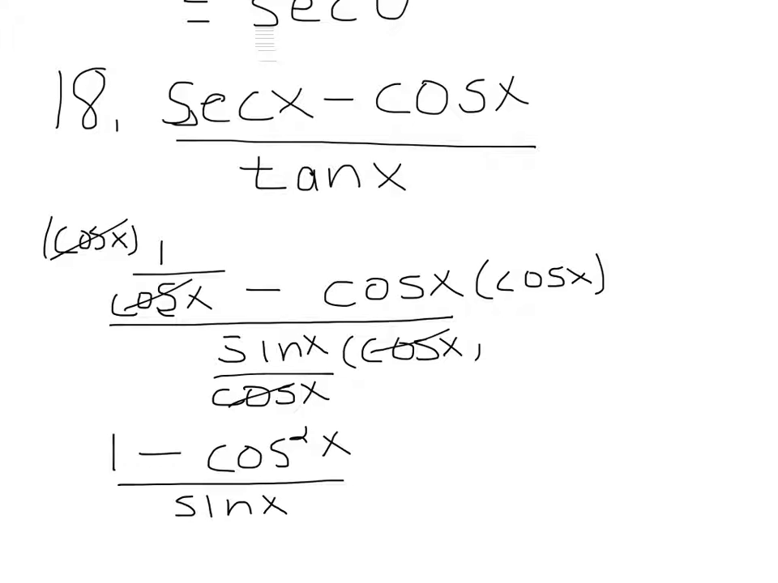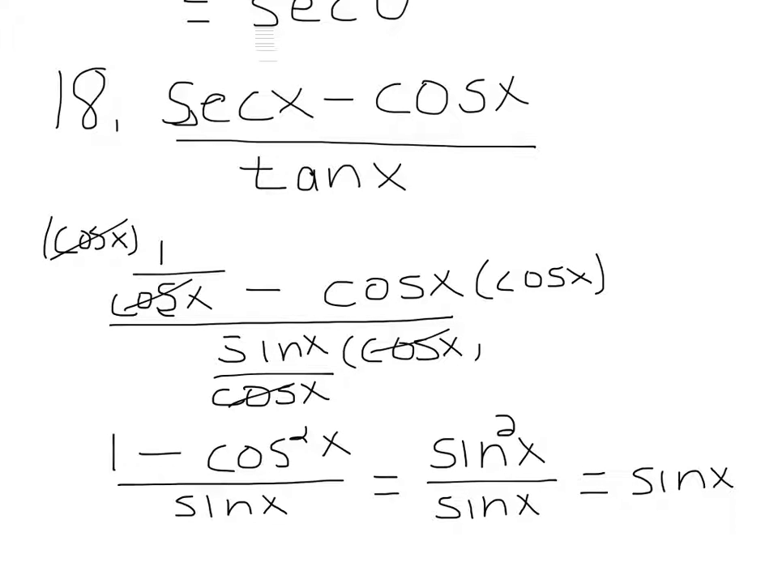the sine of x. And the Pythagorean identity tells me that sine squared plus cosine squared is 1. So 1 minus cosine squared is just sine squared of x divided by sine of x. Leaves me with just 1 times the sine of x.